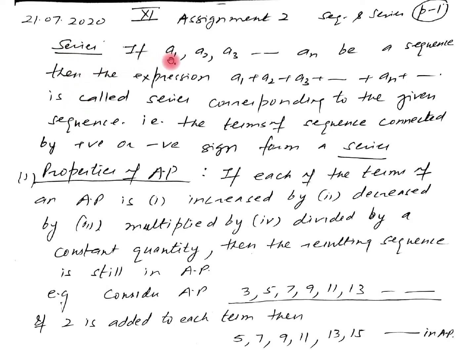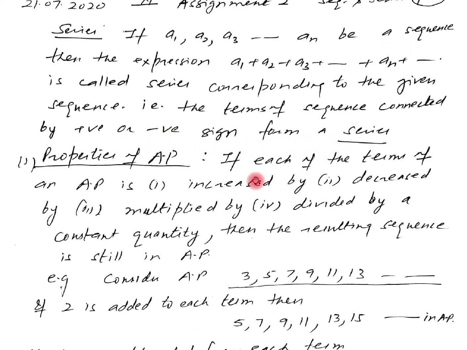If we are writing the numbers like this using the commas, then it is called what? Sequence. If these numbers are associated with each other with positive or negative signs, then this sequence is called a series. Now here the terms of the sequence connected by positive or negative sign form a series.